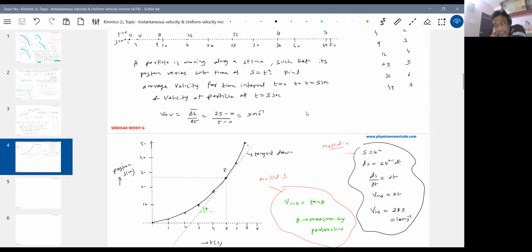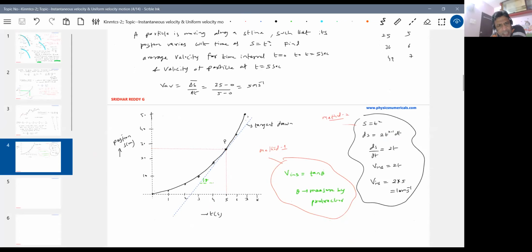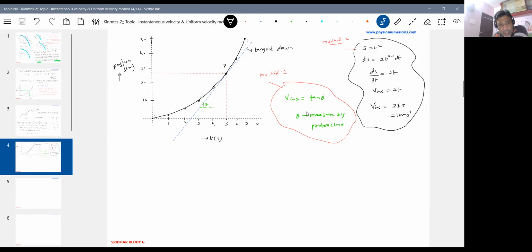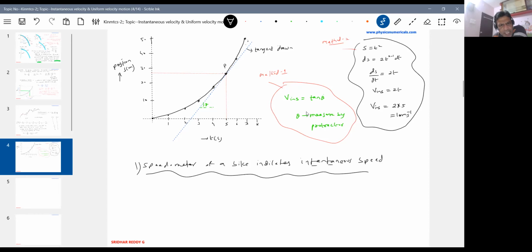Nowadays digital displays are there. It will display 25 kilometer per hour. So what will the speedometer of a bike indicate? The instantaneous speed, not instantaneous velocity. So the speedometer of a bike indicates instantaneous speed. It will not indicate direction. Only it will tell with what speed you are moving. Instantaneous speed, or speed of the bike at that instant.